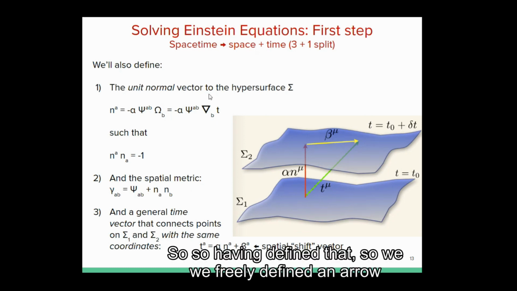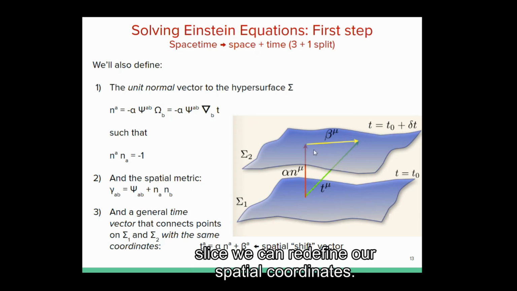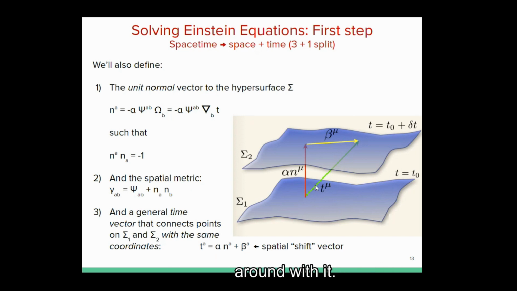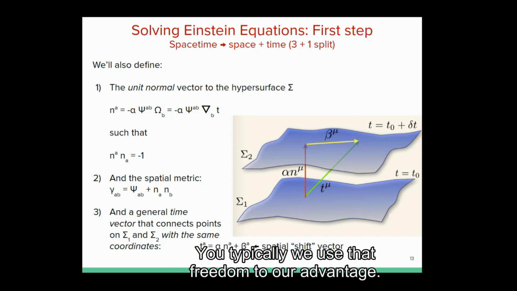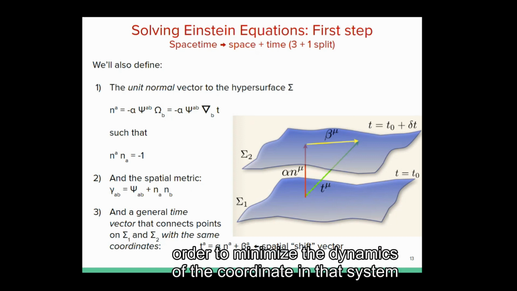So having defined that, we freely define an arrow of time. We can again, between one time slice to another time slice, redefine our spatial coordinates. Because coordinates are arbitrary, right? We are allowed to play around with it. Typically, we use that freedom to our advantage. You typically want to choose coordinates that move with your system in order to minimize the dynamics of the coordinates in that system. I mean, it's the way you can understand it.